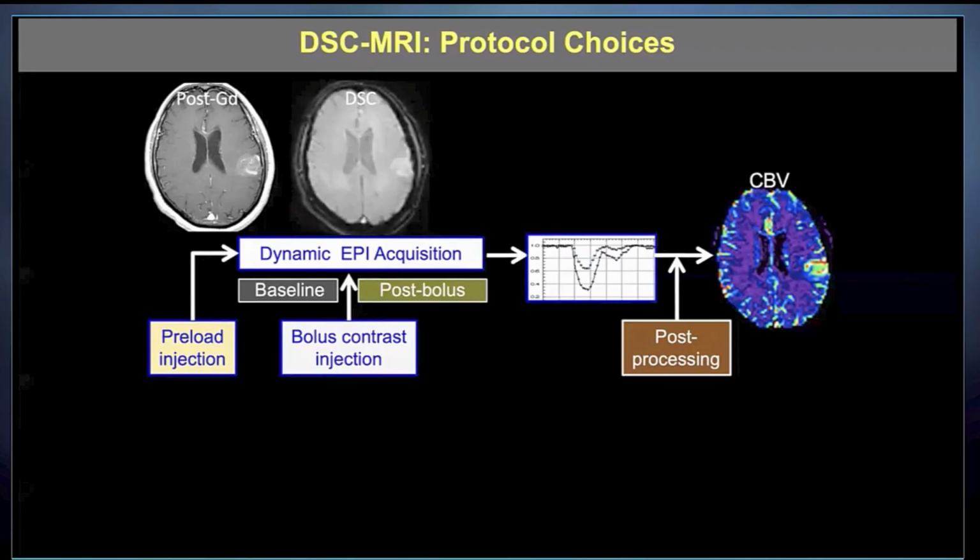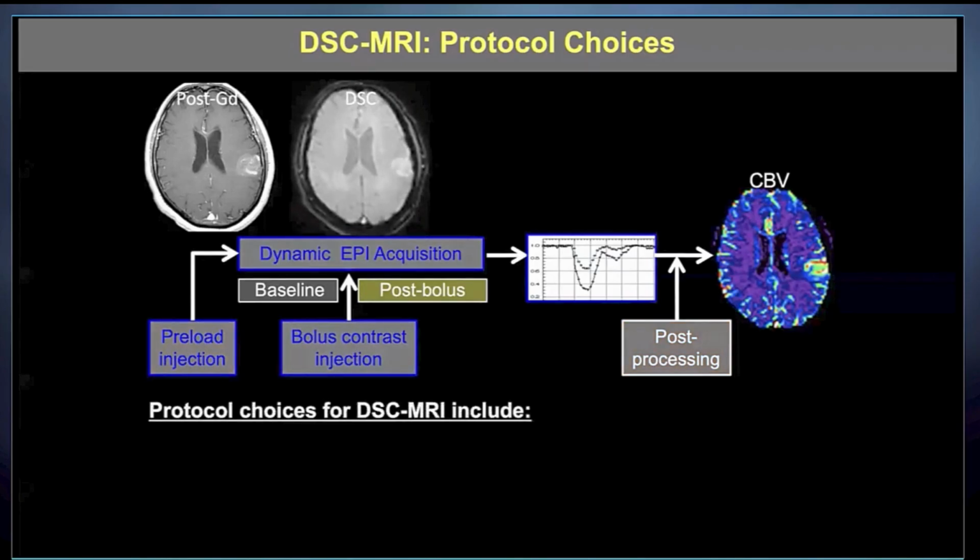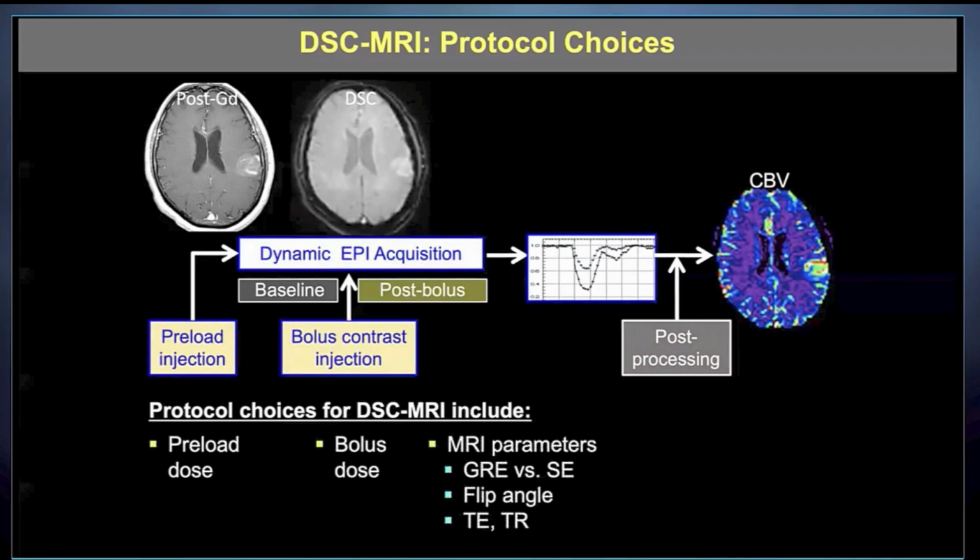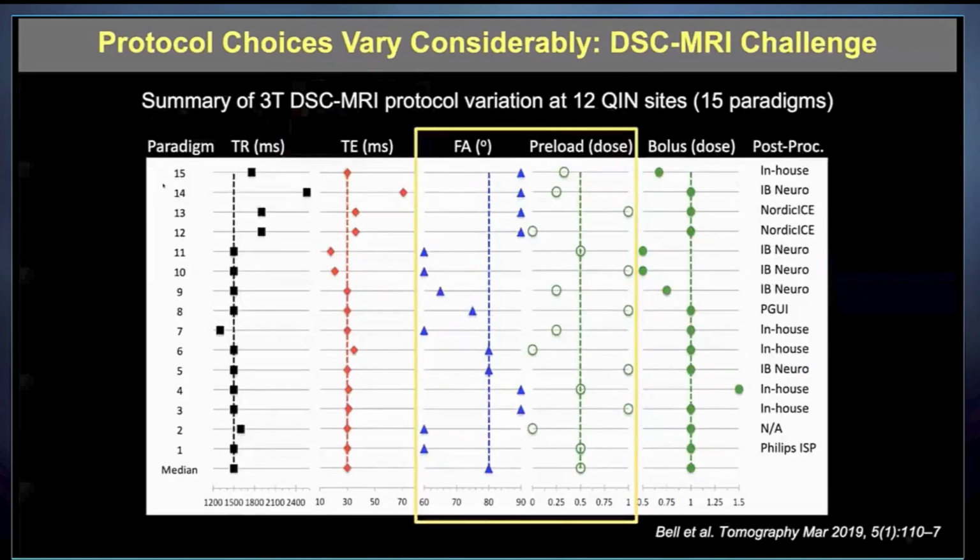And so the protocol choices that we're faced with when we use DSC MRI include the preload dose, the contrast agent bolus dose, MRI acquisition parameters, including the flip angle, and post-processing techniques, including leakage correction software. Now, these protocol choices have historically varied quite considerably in practice.